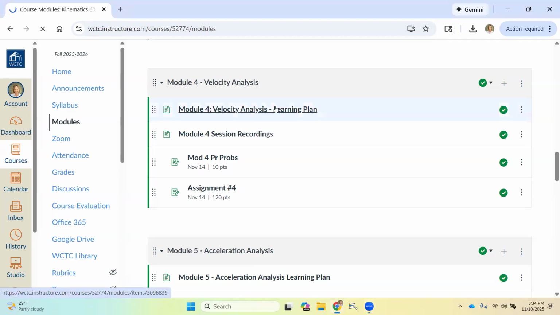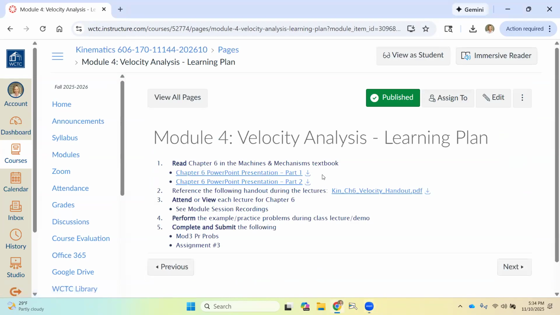If we look at our learning plan here, you'll notice that we're going to be splitting this module into two lectures, and we're going to be focusing on Chapter 6. So today we're going to get halfway through. We're going to do part 1. The next time we get together, we'll do part 2.